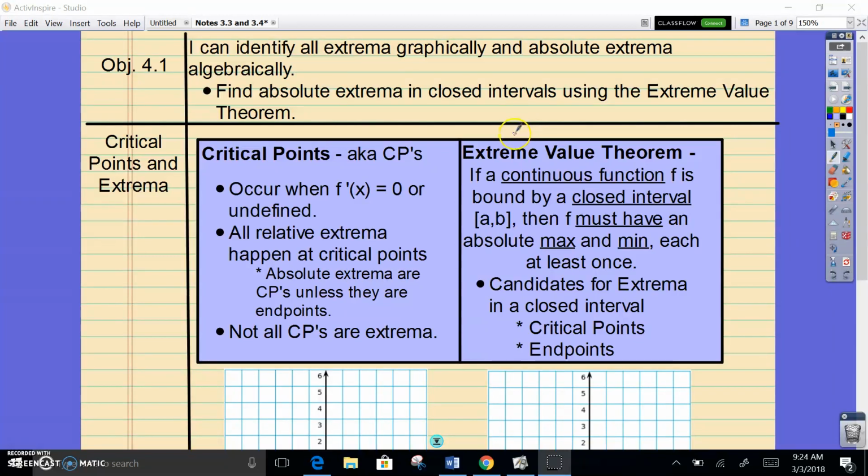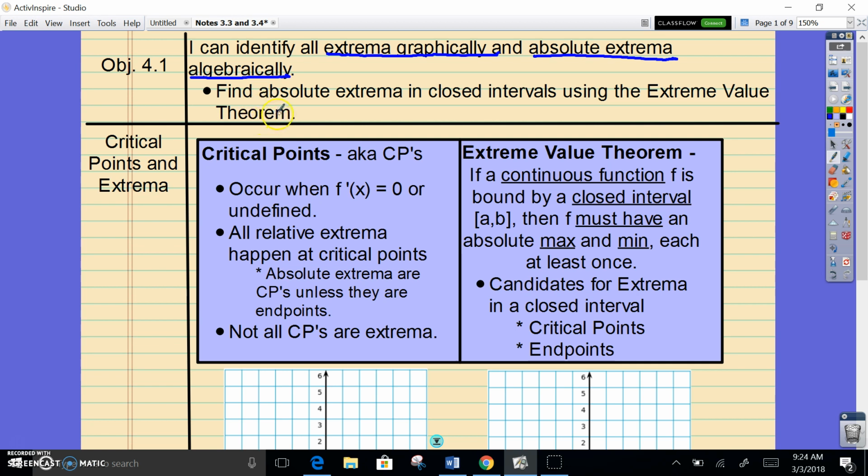Hello class. The purpose of this video is going to be to extend from what we've already learned in our class and dig a little deeper into algebraic methods of finding extrema. We've already learned about extrema graphically, and now we're going to talk about absolute extrema. So remember, that's the highest or lowest point in a graph, but we're going to do so algebraically.